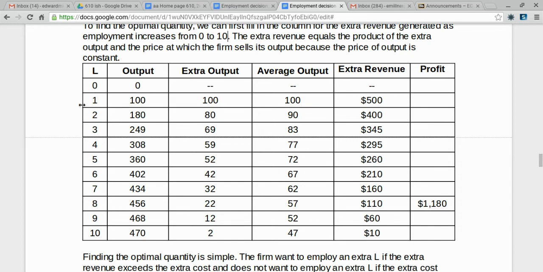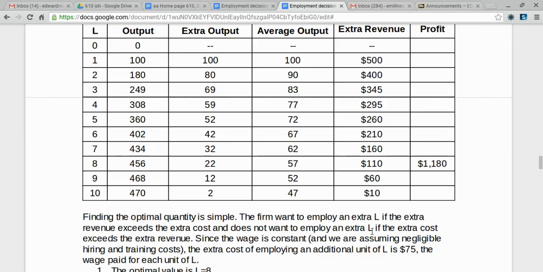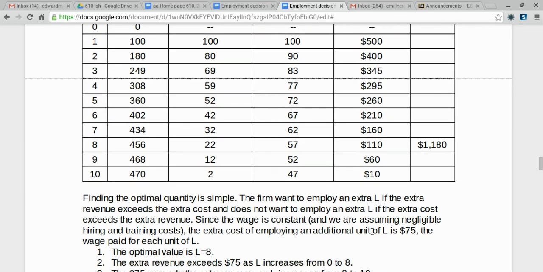When L goes from 1 to 2, output rises by 80. 5 times 80 gives me extra revenue equals $400. We continue that process. We see that extra revenue decreases from 500 for the first unit of L down to $10 for the 10th unit of L. Once we found these extra revenues, finding the optimal quantity is simple.